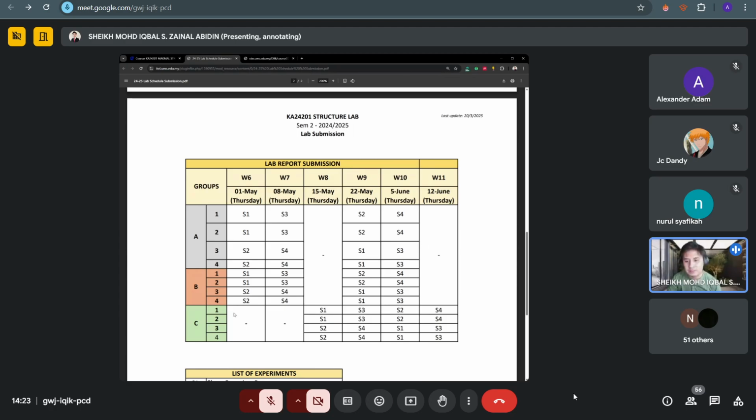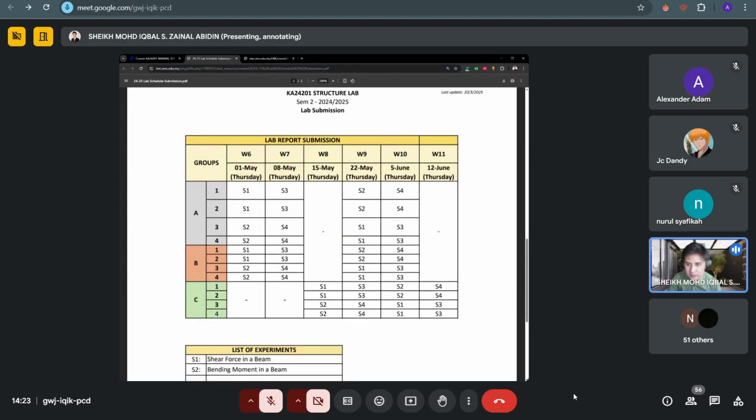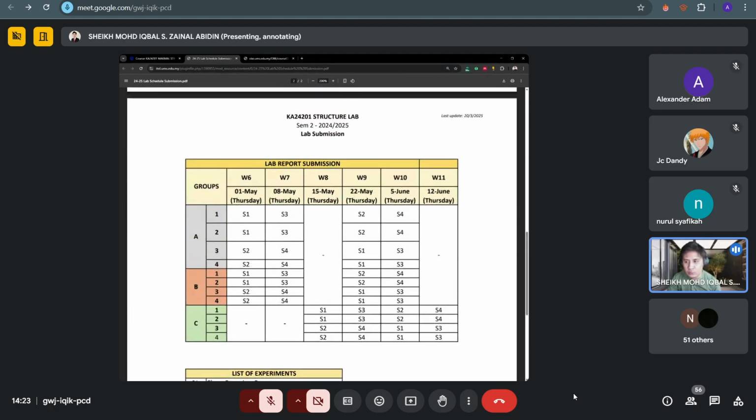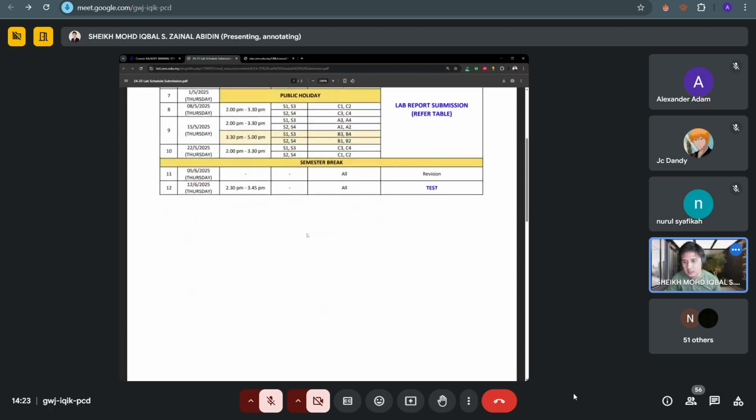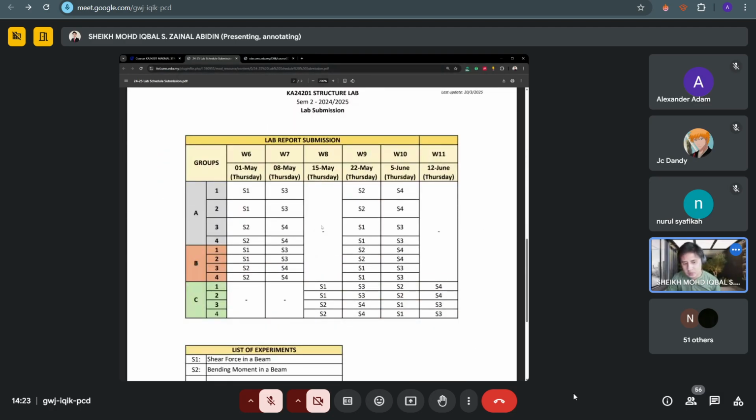So this is the lab submission schedule. Just follow it, all right? The first submission date will be the 1st of May for group A1 to group B4, and then it continues weekly after that. You keep submitting one lab report after another. Does anyone have any questions about the lab submission and lab schedule? We're just going to follow the lab schedule and lab submission here. Everyone good? Okay, understand? Okay, good.